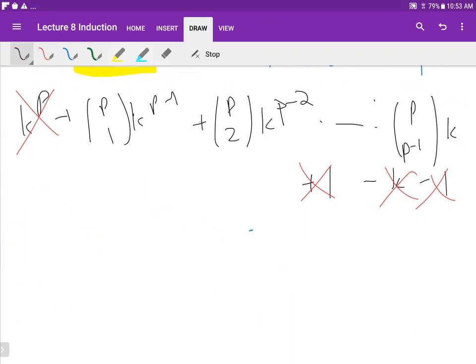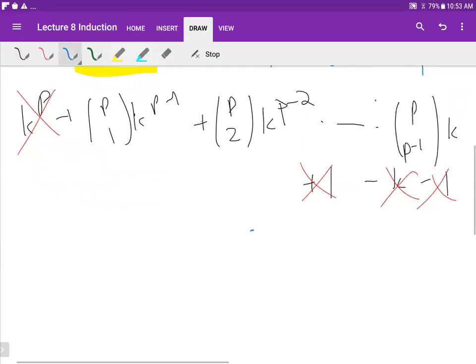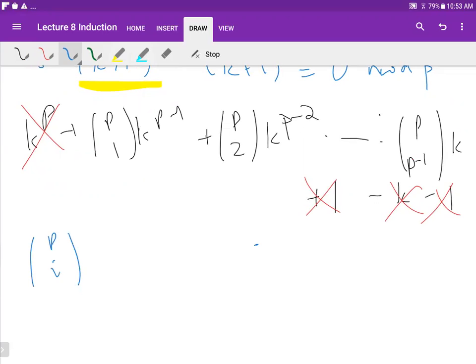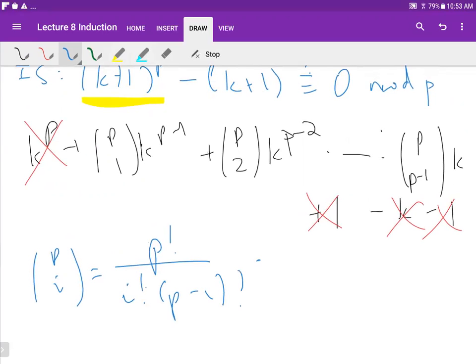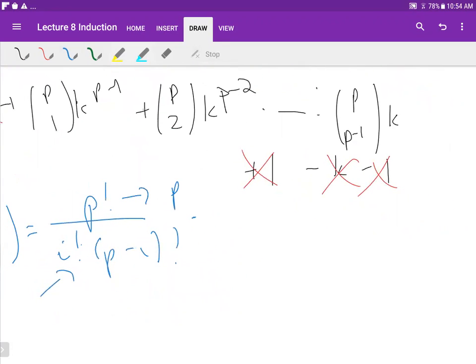Well, how do we show this? P choose i, this is binomial notation, a review, is equal to p factorial over i factorial times (p minus i) factorial. Now p is prime, so p factorial contains a factor of p. This does not have a factor of p, because just by the definition of a prime, its only factors are 1 and itself. So if there was a factor of p in i factorial, p would not be a prime. And the same thing occurs for (p minus i) factorial, because i and p minus i are both strictly less than p. And there are no positive divisors of p other than 1 and itself.